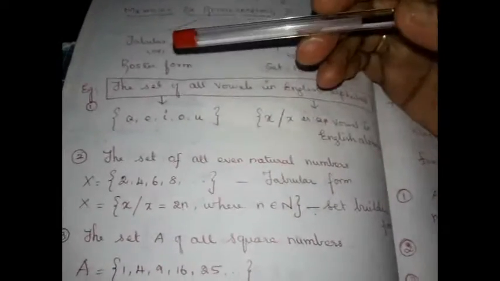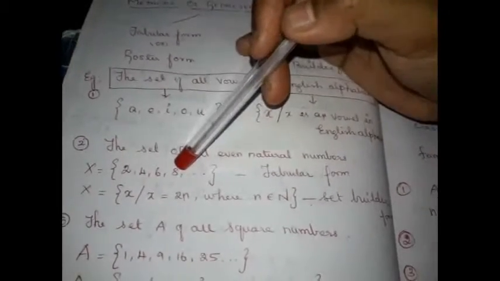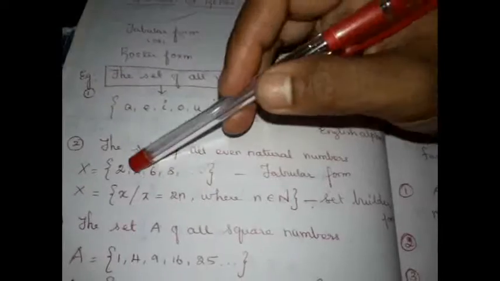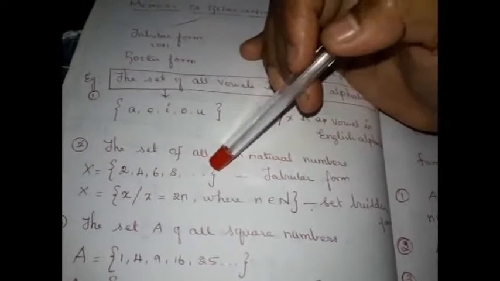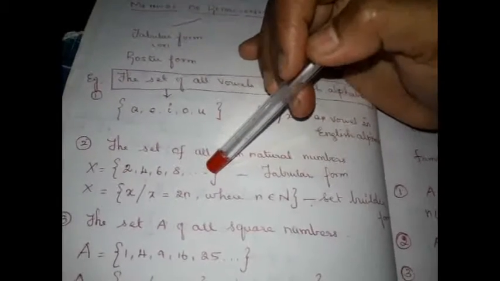You may get a question like this. They will give a question and ask you to express it in tabular form as well as in the set builder form, right? So the set of all even natural numbers, how will you express it in the tabular form? You have to write all the even natural numbers inside the flower braces separated by commas, and since it's an infinite set, we have placed dots at the end.